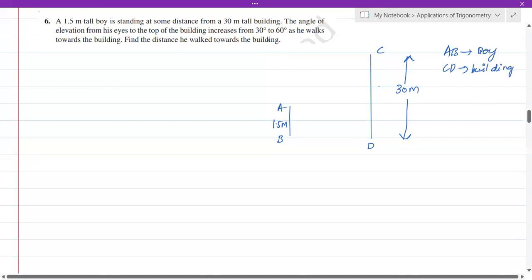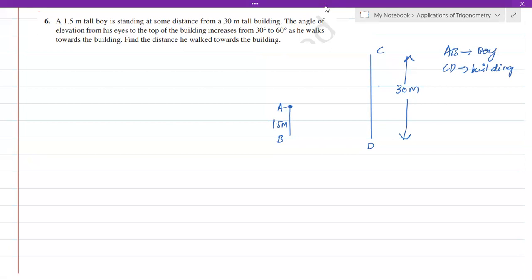Now what is happening? The top here is his eyes, isn't it? From his eyes he is watching the top of the building. Obviously, if he's watching something above, then it will be an angle of elevation. Now remember, the angle of elevation is always formed with the horizontal line of sight. First, let's draw the horizontal line of sight. What is the horizontal line of sight? Without lifting or bending his neck, when he's watching something, the line of sight will be something like this.